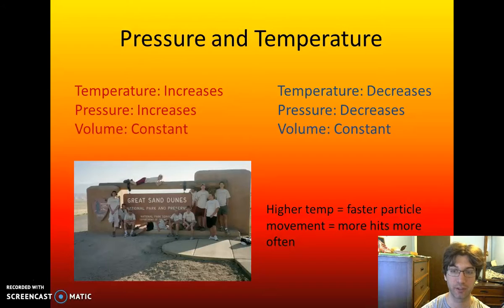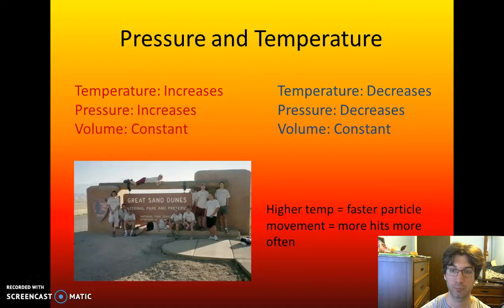If I increase temperature, then I increase the speed and movement of those particles. And the faster they're moving, the more collisions they're going to have. And therefore, collisions are pressure. You're going to get more pressure from it. If I decrease the temperature, I'm going to slow down those particles. And as I slow them down, I'm going to get less and less collisions.